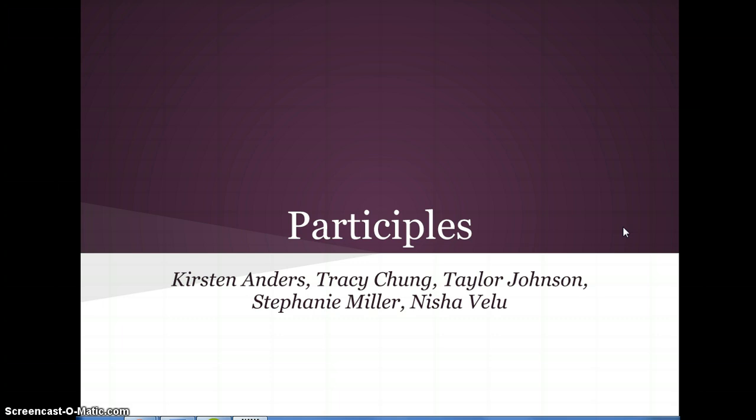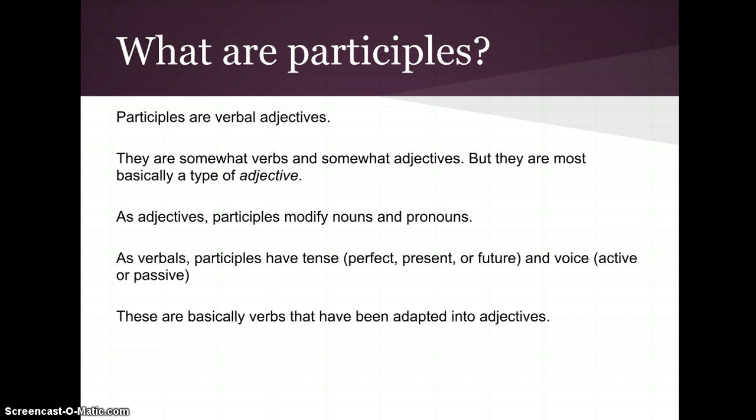So here we go. First we're going to talk about what participles are. Participles are basically just verbs that have been adjusted to look like adjectives, and so they're used like adjectives in normal Latin sentences. These are somewhat verbs and somewhat adjectives, but they're mostly adjective-like. They all have tenses.